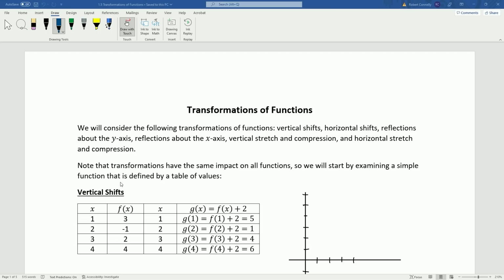So one thing that I want to emphasize here is that transformations always act the same on all functions. So what we're going to do is just examine a simple function that's defined by a table of values and look at how it transforms those values, and then generalize this to more types of functions after that.